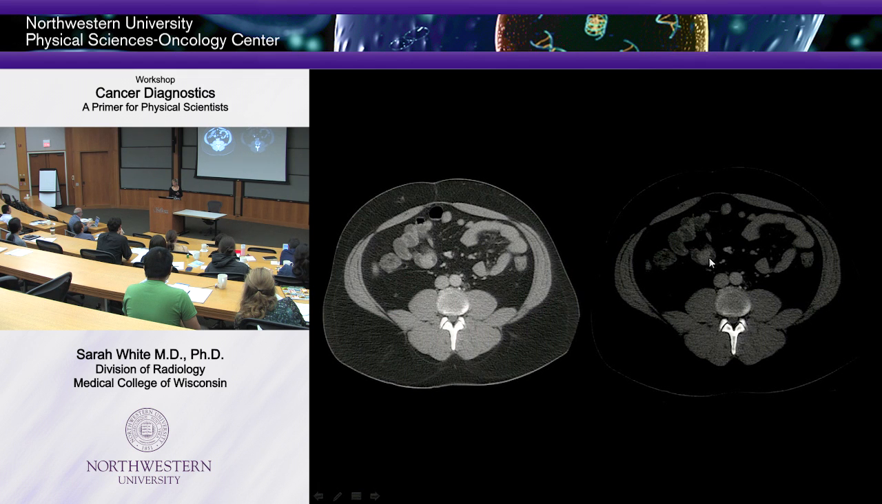I sort of windowed it here to make it even more apparent. Okay, that was his primary tumor. So we used imaging to, one, make the diagnosis in an asymptomatic patient, and two, use imaging to guide us to biopsy it to actually make the diagnosis, which the pathologist did.